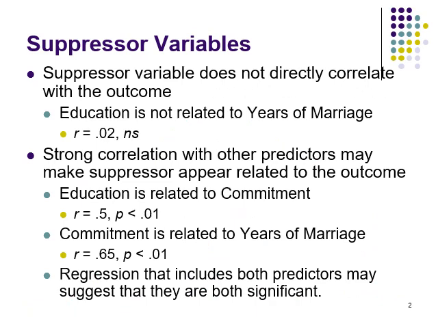So suppressor variables do not directly correlate with the outcome in bivariate one-on-one correlations. Education is not related to years of marriage, r equals 0.02, non-significant. However, strong correlation with other predictors may make the suppressor appear, and by appear, I mean it will turn out to be significantly related to our outcome in a complex model. So education is bivariately related, so just the two of them, to commitment, with an r of 0.5, significance of p equals 0.01, and commitment is related to years of marriage, r of 0.65, p again below 0.01. A regression that includes both these predictors may suggest they're both significant.